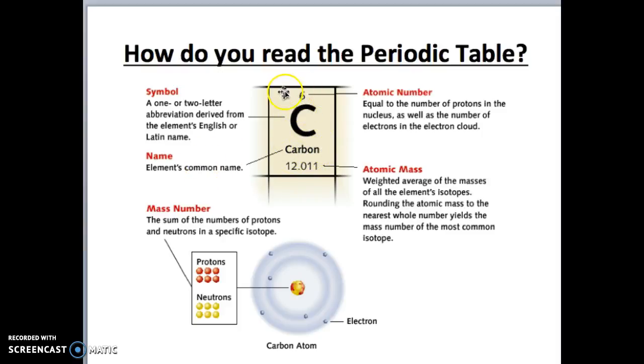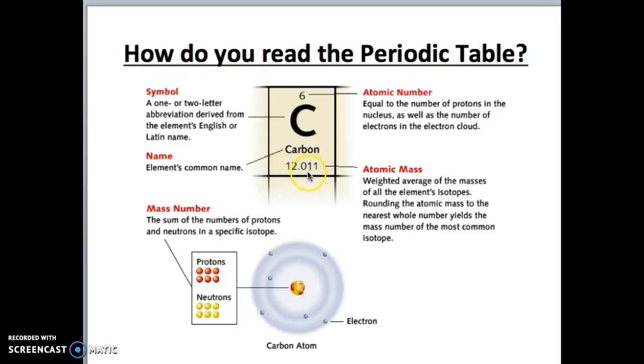Usually above the symbol or sometimes in the corner, you'll find a single number with no decimals. This is called the atomic number. Basically, the atomic number is the number of protons and electrons in the atom. And so you can see here carbon has 6 protons. That means there are 6 positively charged particles in the center and 6 electrons whizzing around in the electron cloud there.